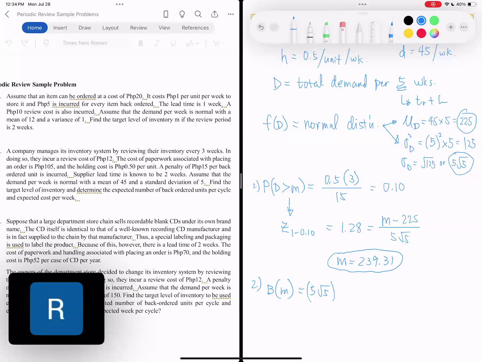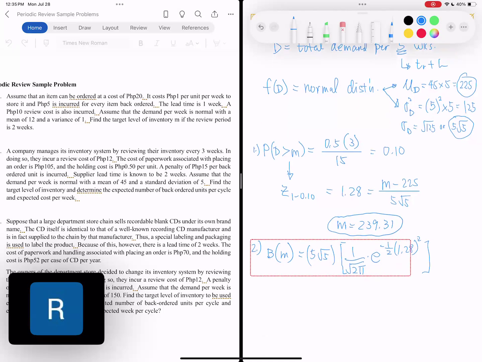Then you calculate your F function. F is 1 over the square root of 2 pi times e raised to negative 1/2. As I told you earlier, the quantity inside is just your Z value. So your Z value is over here, 1.28. You just substitute 1.28 squared. That's your F value over there. Then you add. Class, are you able to follow so far?